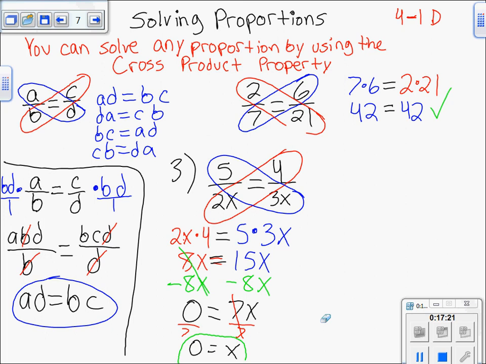And that is correct. Look at the original equation we had. 8 times 0 gives us 0. 15 times 0 gives us 0. So that means we have 0 equals 0. That is a true statement. So that tells us that 0 is the solution to our equation.